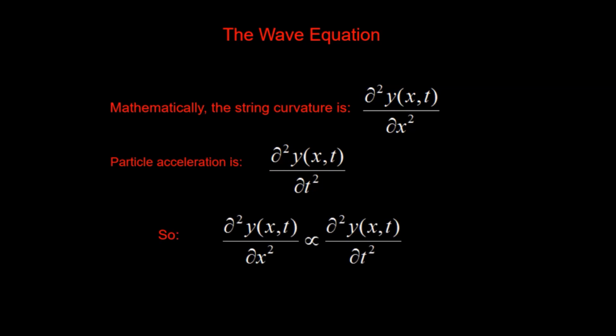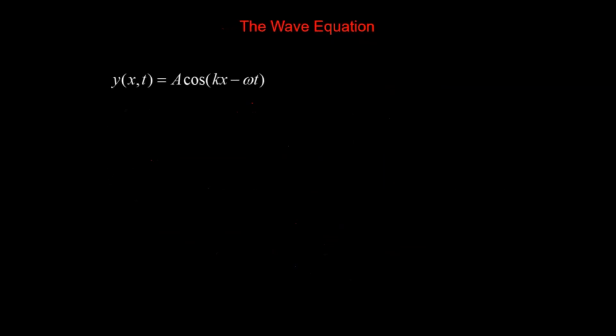So this means that d squared y by dx squared is proportional to d squared y by dt squared, as we're seeing here. Now if we go back to our original equation, y is equal to a cos(kx - omega t). We know this is true. So dy by dx, essentially the displacement in the y direction, is equal to negative ka sin(kx - omega t).